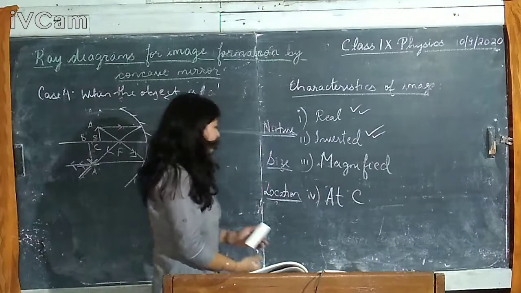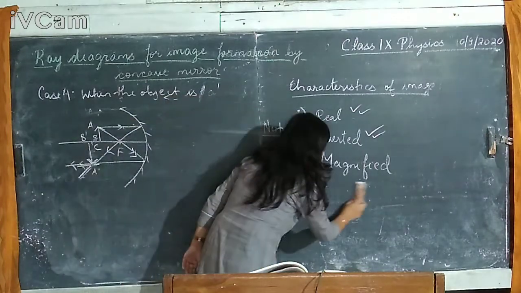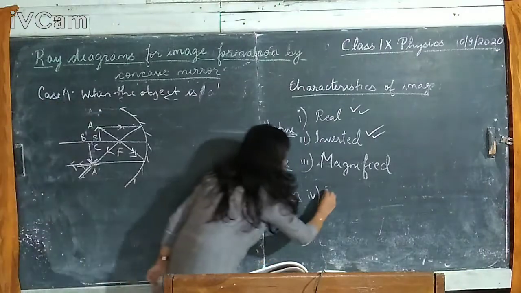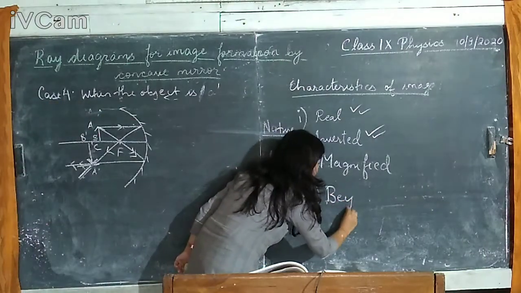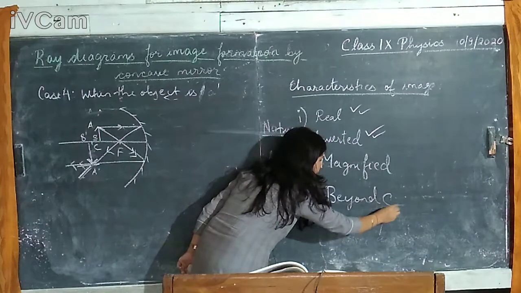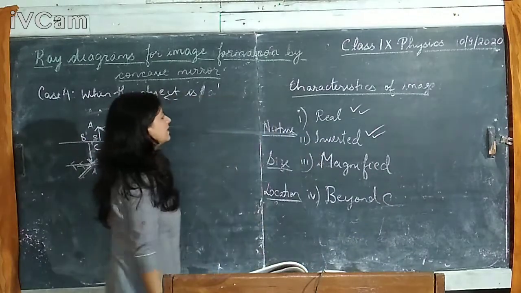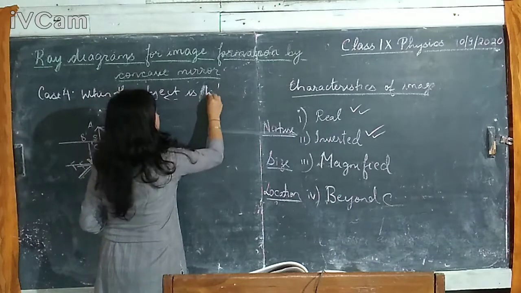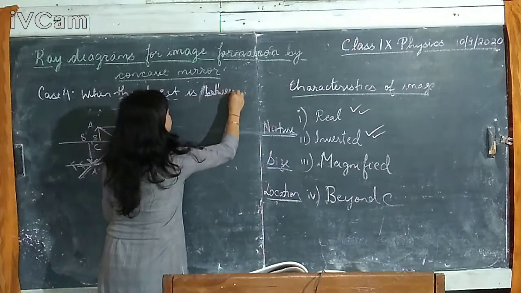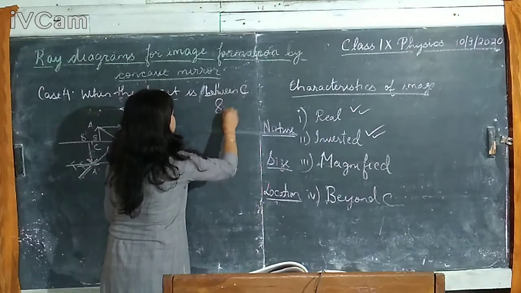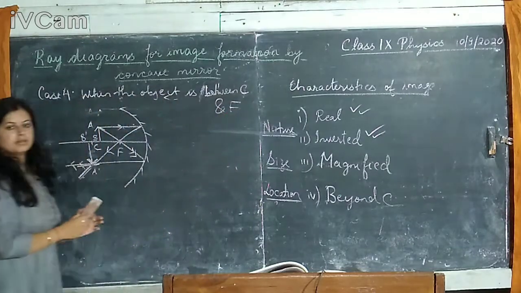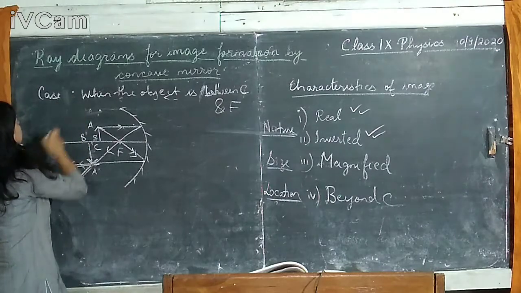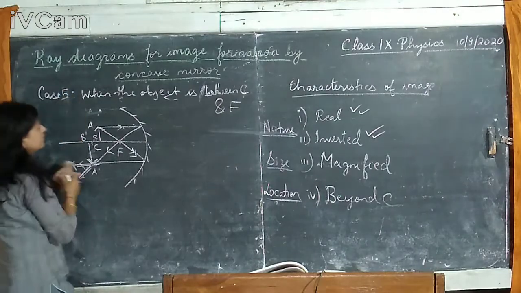Now you can see that slowly as the object is getting closer, the image is getting magnified. Now where is it formed? You can easily see it is formed beyond C. So where is the image formed? It is formed beyond C. So these are the characteristics of the image when the object is between C and F. Alright, now we have finished with case 4. Let's quickly go to case 5.